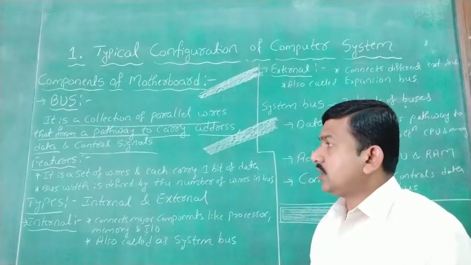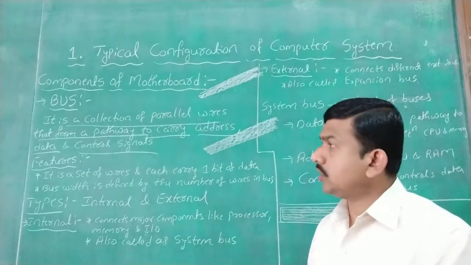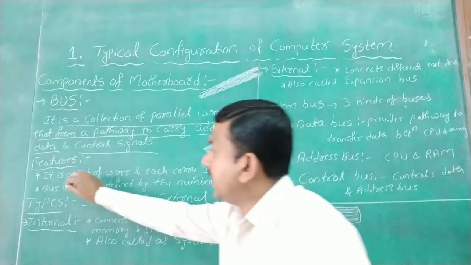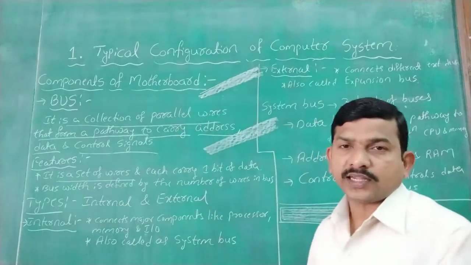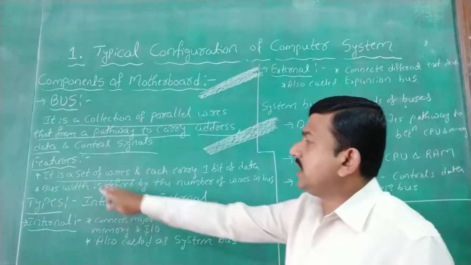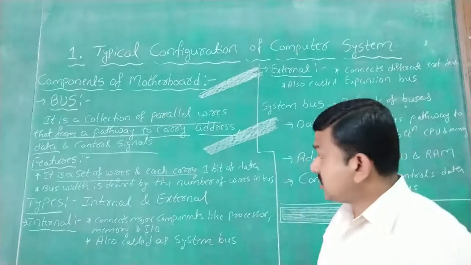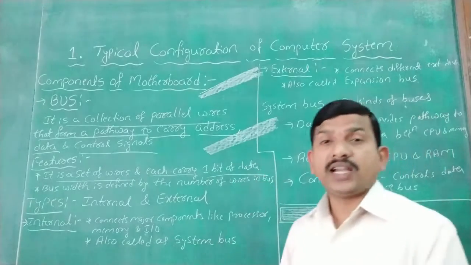Is it clear? Next we will discuss some of the features of buses. What are the features here? Normally it is a set of wires. We know that; we just discussed that it is a collection of wires. So it is a set of wires, and each carries one bit of data.